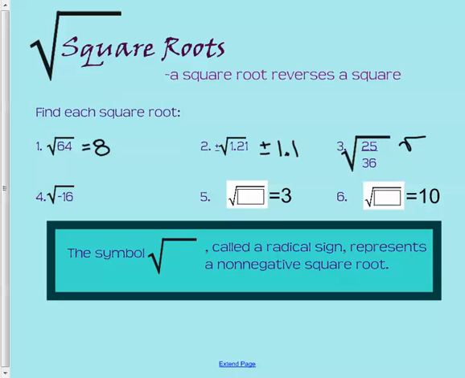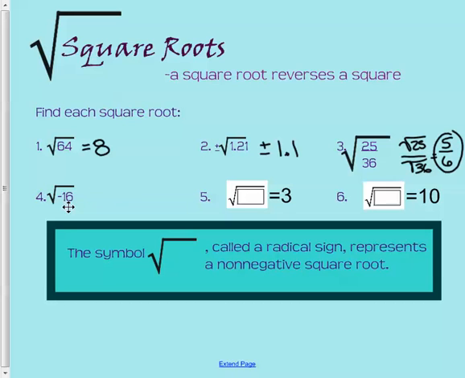Number 3 would be the square root of 25 over the square root of 36. So really it would just be 5/6. There's no plus or minus, so we can leave it like that. This next one is tricky.